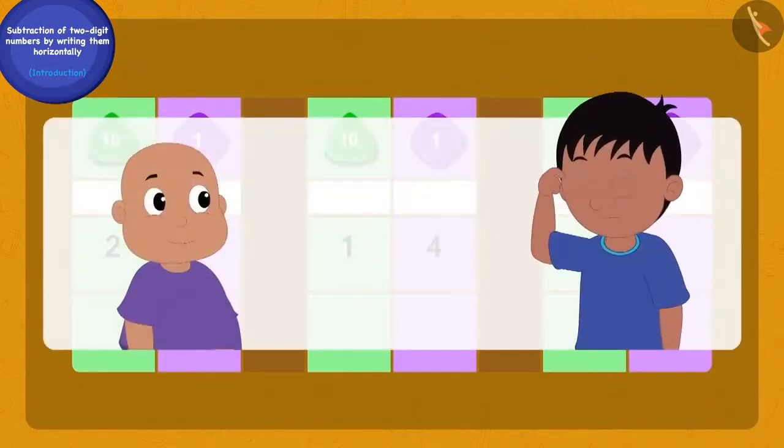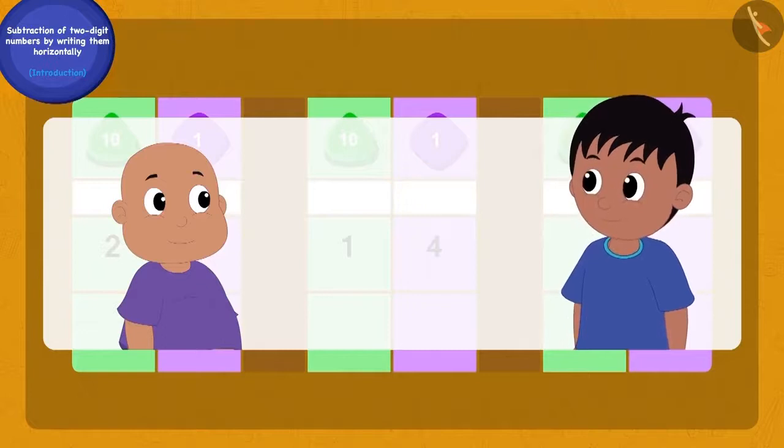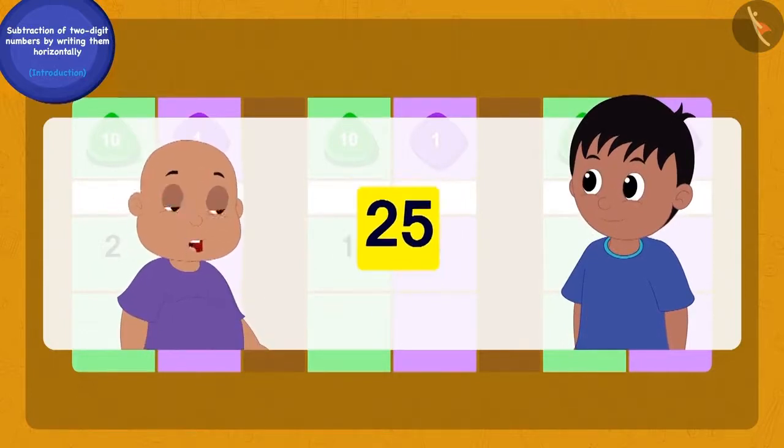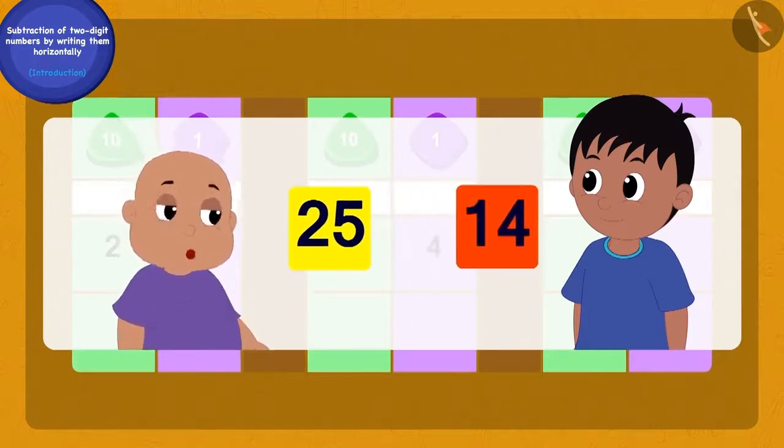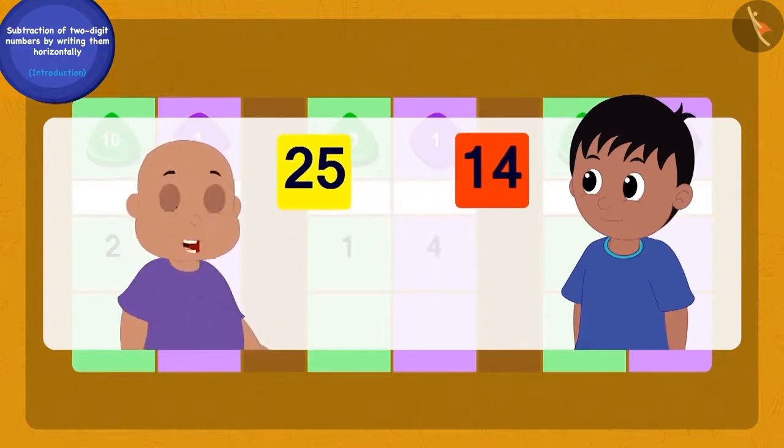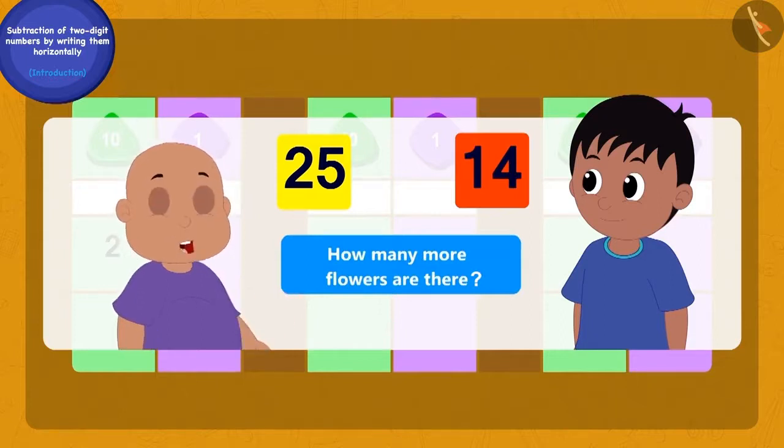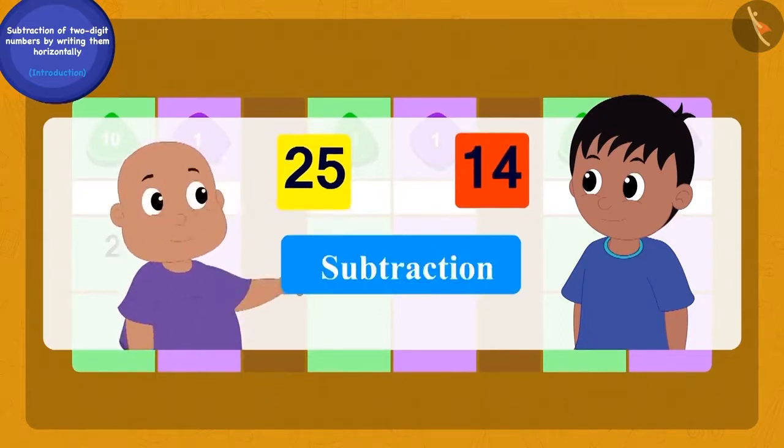Raju could not understand anything. Then Bablu told him, "Raju, find out how many more flowers are there in Chanda's garland of 25 flowers than in her garland of 14 red flowers. We have to subtract 14 from 25.